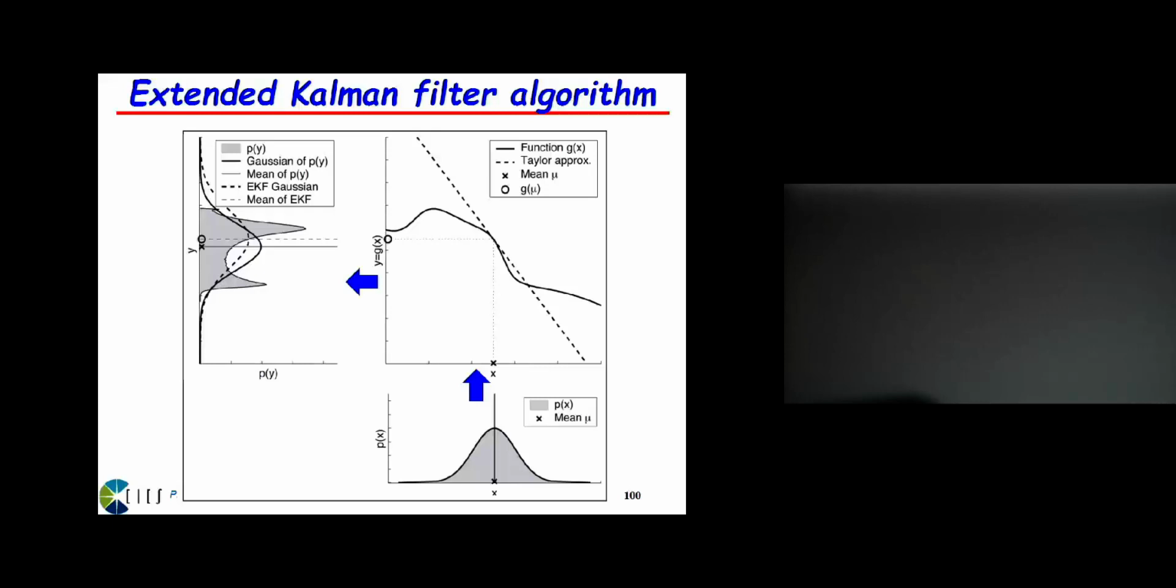So the idea for this extended Kalman filter is to do linearization at the mode of x. This is the approximation we do. And then we pass this line through the probability p of x, and that will give me this dotted Gaussian, which is the extended Kalman filter Gaussian, that has a mean given by this value here.